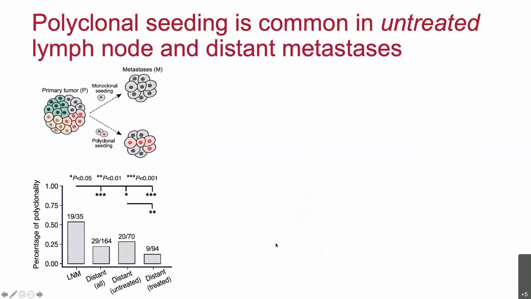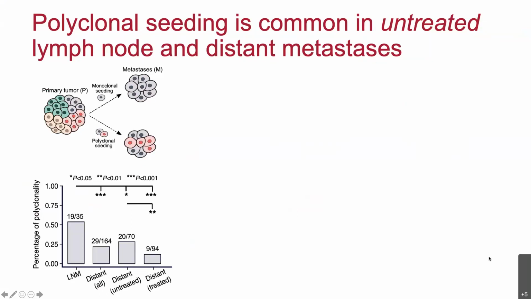And so what we see is that, in fact, there's a much higher degree of polyclonal seeding in lymph node metastases. And when we look at untreated distant metastases, we also tend to see a slight enrichment for polyclonality, whereas those that are treated tend to be much lower. And I should point out that by and large, most of the lymph node metastases are untreated. They're resected at the time of surgical resection of the primary tumor.